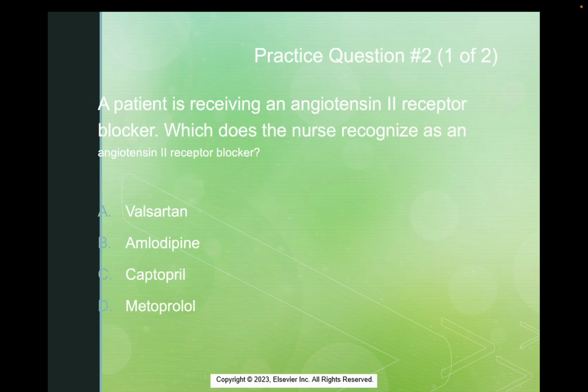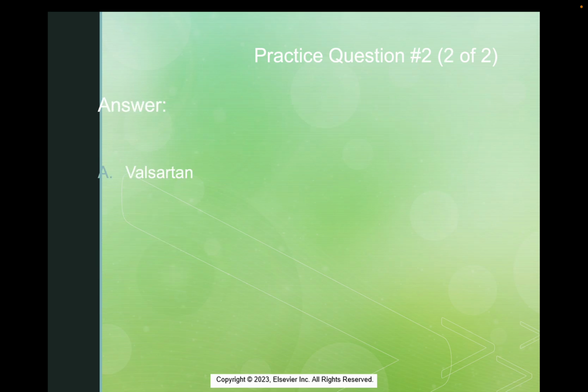So let's talk about a practice question. A patient is receiving an angiotensin II receptor blocker. Which does the nurse recognize as an angiotensin II receptor blocker? When we talk about angiotensin II receptor, let's go back through our information here. Those are those ARBs. So our ending on those are sartans. So valsartan should be our answer here.